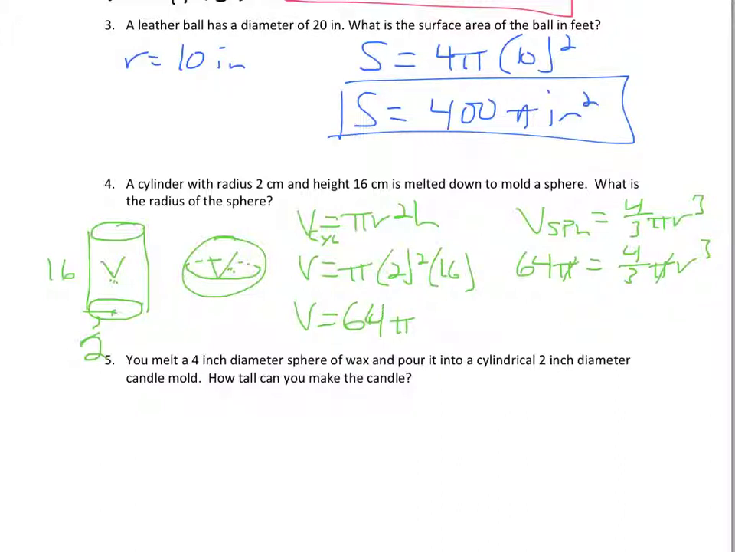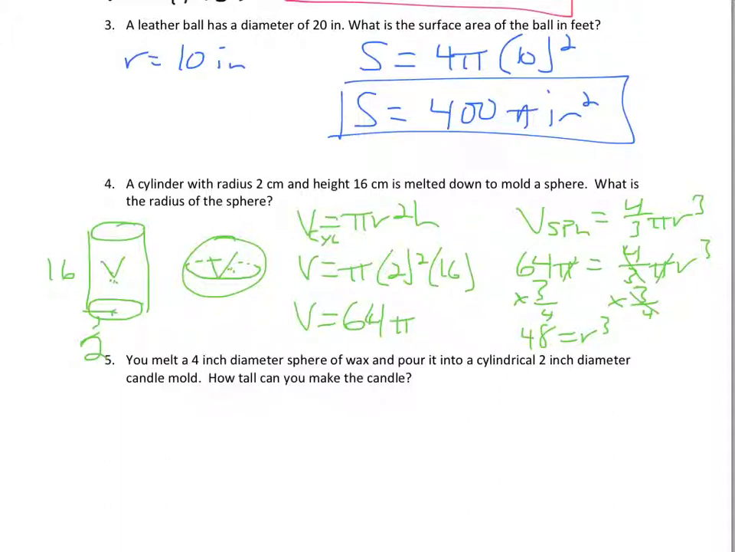Now you can multiply both sides by the reciprocal of 4/3. Multiply by 3/4 on both sides. Those will go away. So 64 times 3 divided by 4 is 48. So 48 equals r cubed. So we just have to find the cube root of that.